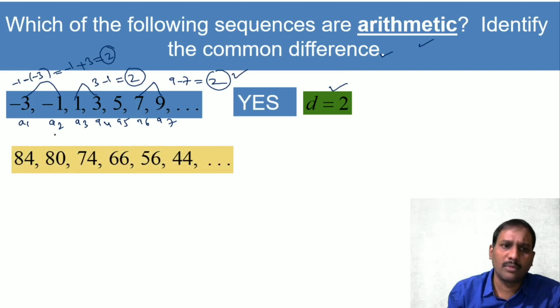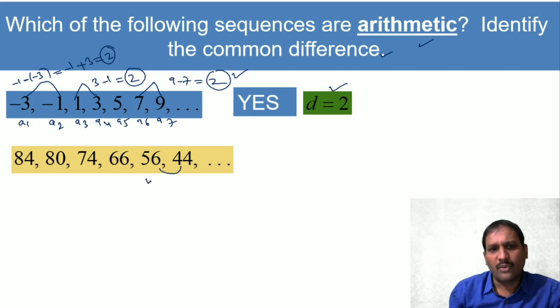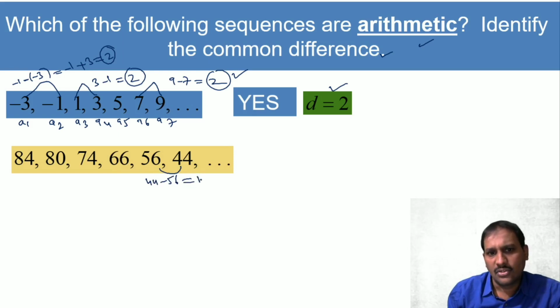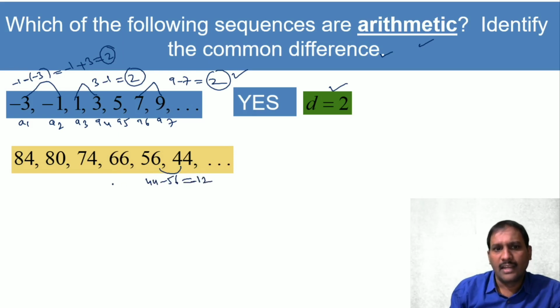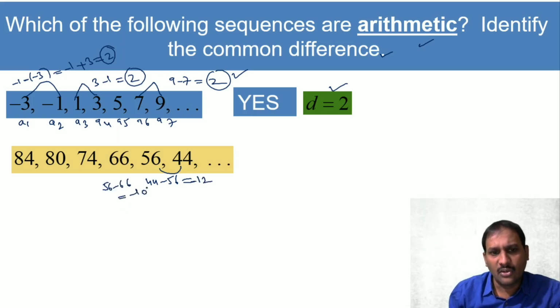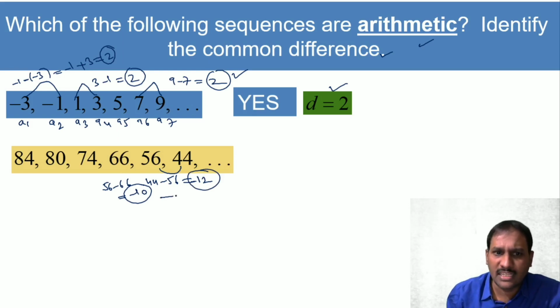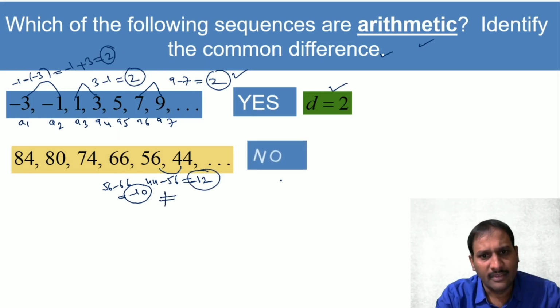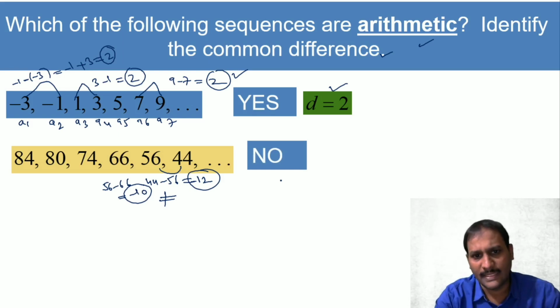Let's have one more problem here. 84, 80, 74, 66, 56 and 44. So what is 44 minus 56? It is minus 12. And what about 56 minus 66? It is minus 10. So from here itself, you can say that the difference between any two consecutive terms is not equal. Clearly, it is not an arithmetic progression. So when it is not an arithmetic progression, there is no question of a common difference.